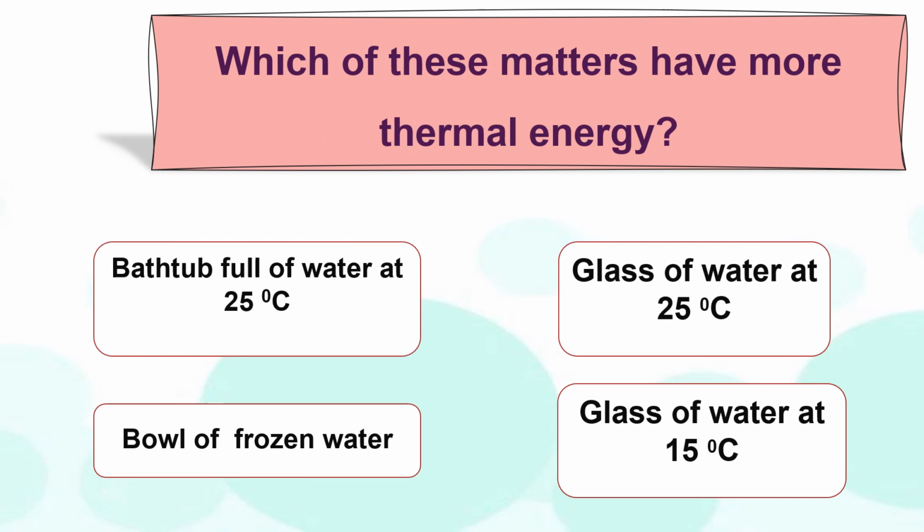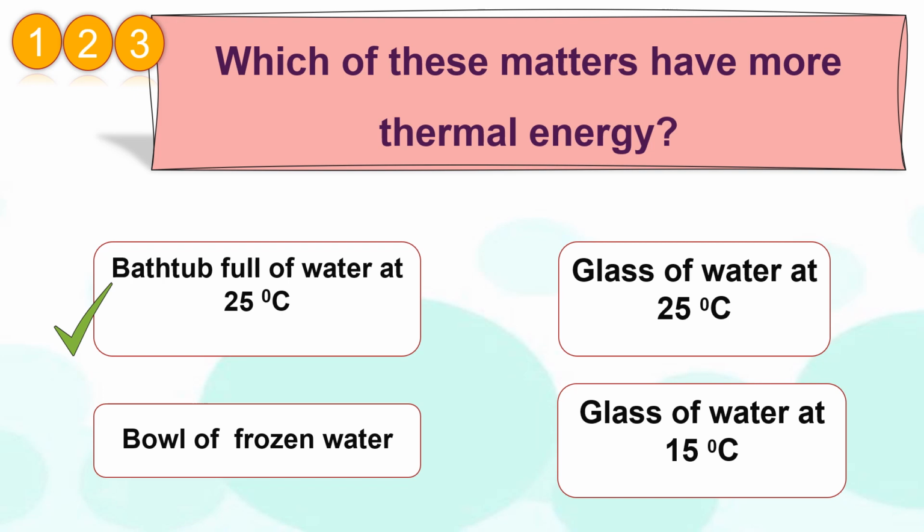Which of these matters have more thermal energy? A bathtub full of water at 25 Celsius, a glass of water at 25 Celsius, a bowl of frozen water, or a glass of water at 15 Celsius. What is the answer? The answer is the bathtub full of water at 25 Celsius.